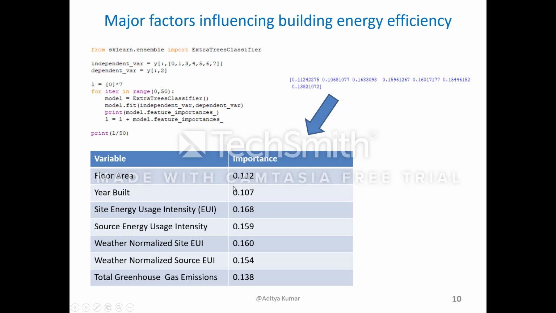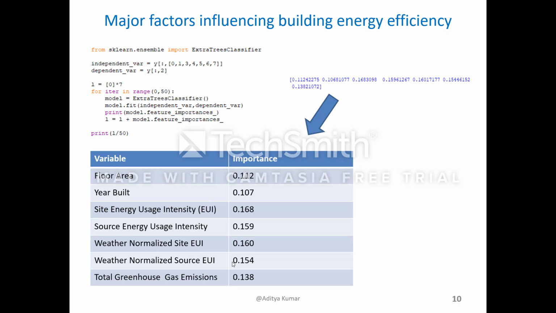The higher the value, the more important it is. So as you can see, most of the variables are important in predicting the intensity. However, the most important ones are the energy utilization intensity, which is how much energy is utilized per unit area. They overshadow the floor area and the year built variables. And also the equivalent greenhouse gas emissions, it is also an important variable.